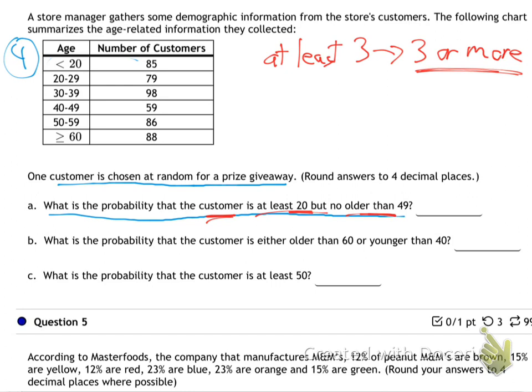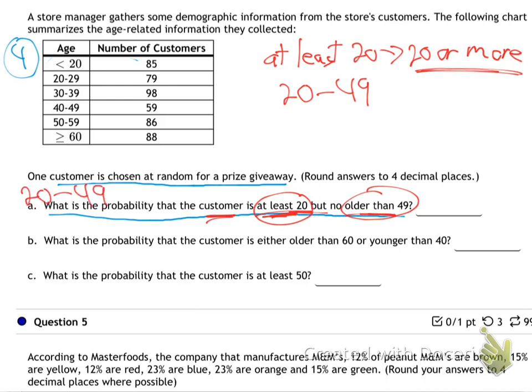So at least 20. So what does at least 20 mean? 20 or more. So what's the probability the customer is at least 20, so their age is 20 or more, but not older than 49? So that's 20 to 49. What's the chance that, so A is basically saying 20 to 49. What's the chance the customer's in their 20s, 30s, or 40s? Is basically what they're asking. And so what is the chance they're in their 20s, 30s, or 40s?